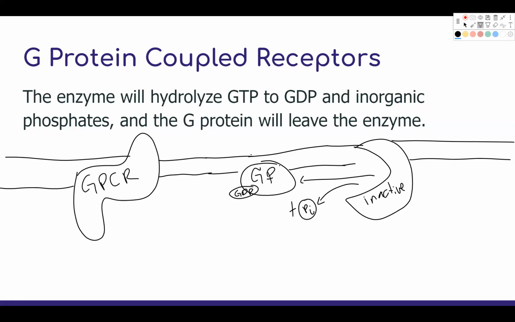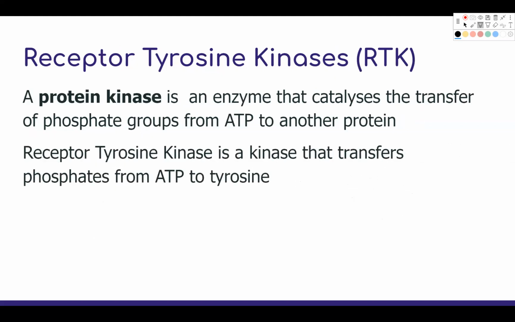All right. We got one of the three down. That was the most complicated of them all. We kind of started out with the big one. We're going to work our way back down. So after G protein coupled receptors, we are going to talk about receptor tyrosine kinases.